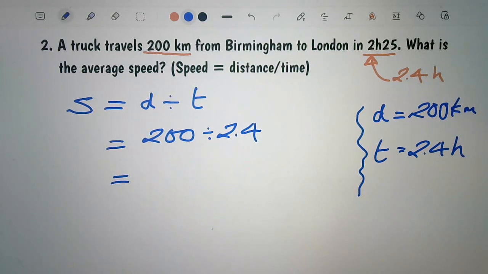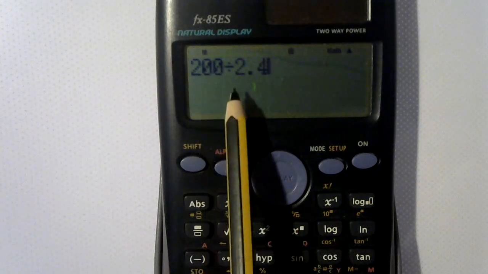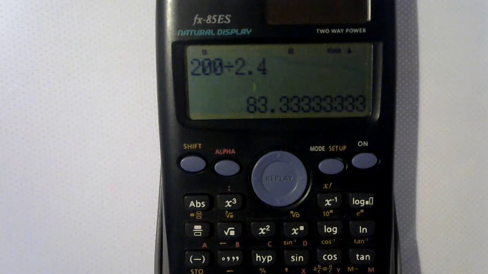Okay, let's put that on the calculator then. Okay, here we are. 200 divided by 2.4. Press equals. And there we go. What do we get? It's about 83.3. Well, I'm only working to two significant figures, so I'm going to call that 83.